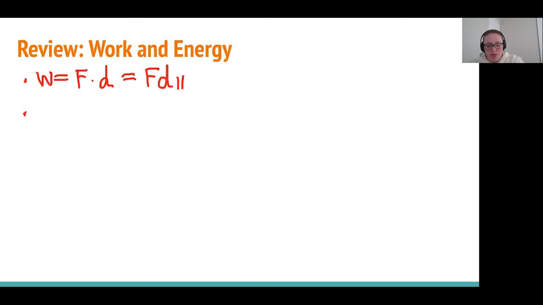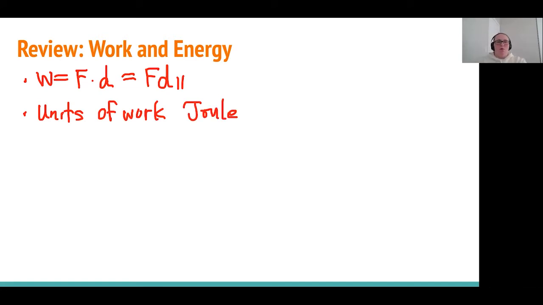I also see that the unit of work is a joule. And can anybody tell me what the units of a joule are? What do you guys know about this? So we use J to represent joule.